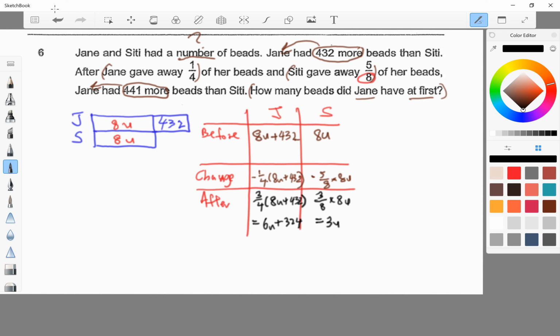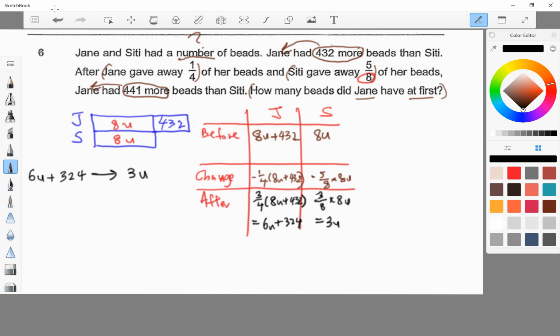Okay, so now I'm transitioning to the next step of my solution. Okay, so let me just write it out for everyone. Most of the time, I will have an arrow in the middle to indicate that they are actually equal, except that in this case, they are not equal at all. So 6 units plus 324. This value that we have on the left side is supposedly 441 more than 3 units.